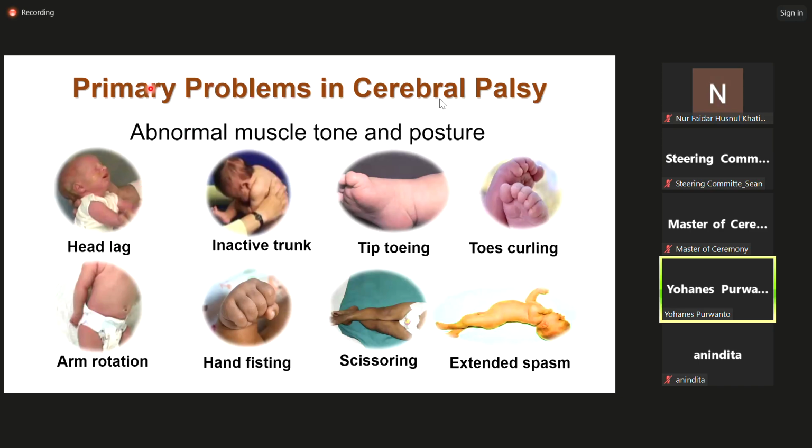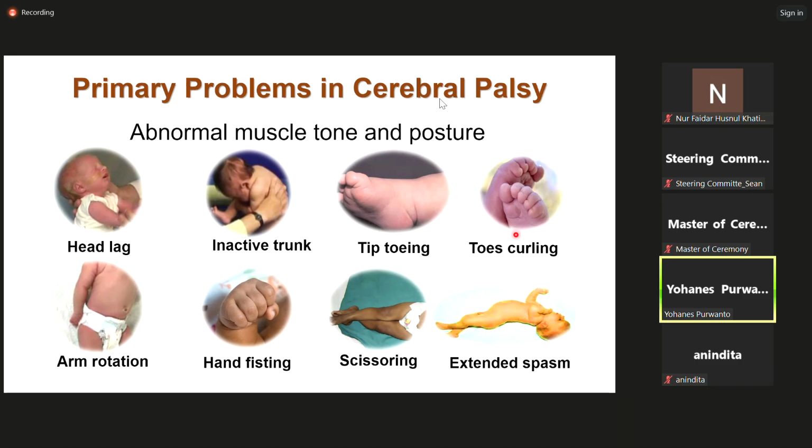Next, from the primary problem in cerebral palsy, the first problem is abnormal muscle tone and posture. We can see here, this is the head lag. It's the most common problem in the first months of the infants. No head control or head lag, inactive trunk. Sometimes we can see abnormal posture in the lower extremity, like tiptoeing or plantar flexion position.